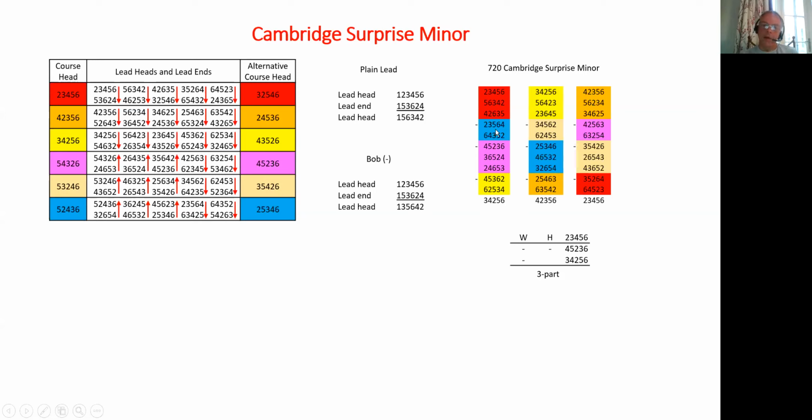And going through the whole of the 30 leads of this extent of Cambridge Surprise Minor, I've color coded each lead just to show you where it's come from in the table of lead heads and lead ends on the left hand side. And basically every one of those lead heads and lead ends in the table appears in this touch on the right hand side. So that is telling us that we've used all the lead heads and lead ends that are possible to get us to the full 720 rows. So we're going to have a true extent of Cambridge here.